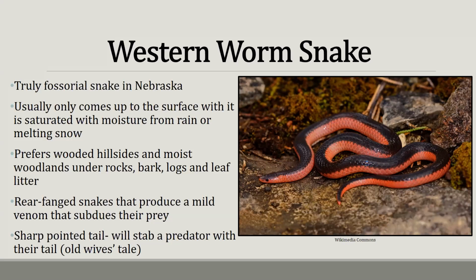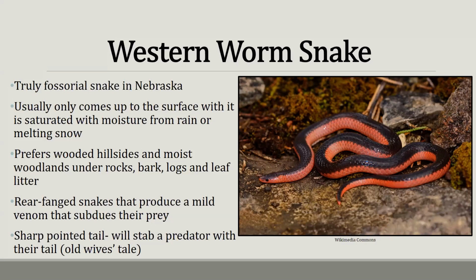So these guys prefer those wooded hillsides. They a lot of times are found under rock, bark, logs, that kind of thing. They are rear fanged. Don't let that scare you. They're very small snakes. They only get to about 13 inches long, so not very big at all. They do have tiny miniature rear fangs in the back of their mouth that produce a very mild venom to subdue their prey, which is like insects, ants, spiders.